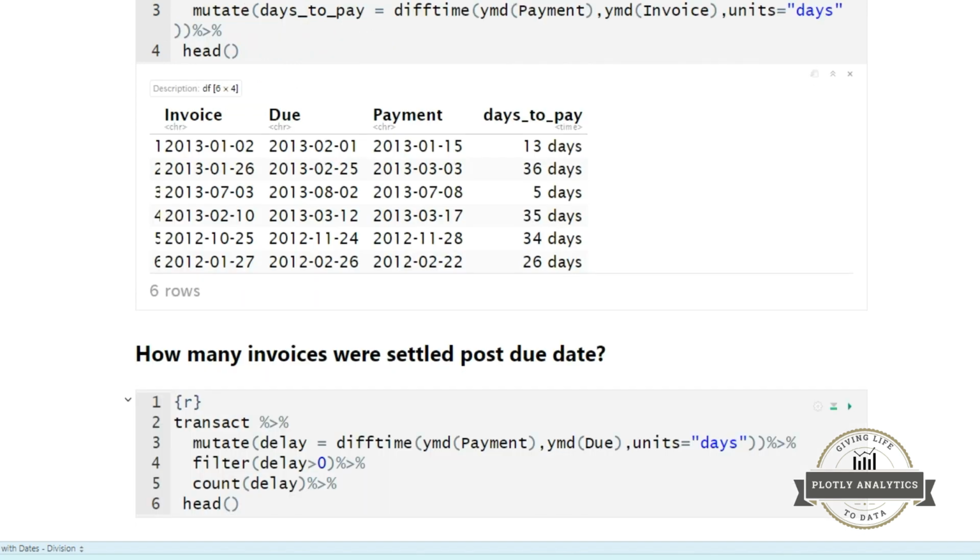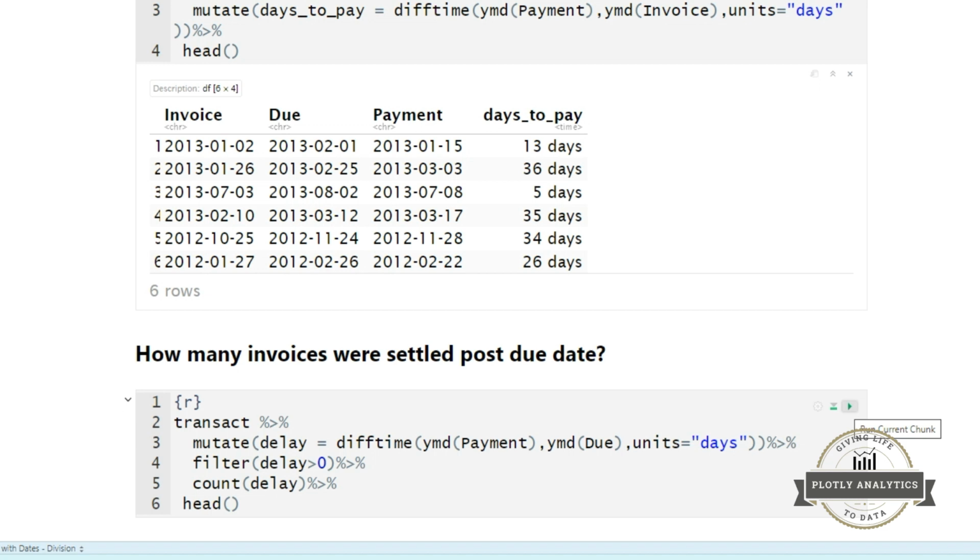Coming back to the second question, how many invoices were settled post due date? We can find this by subtracting the due date from the payment date and counting the number of rows where delay is positive. So again, we will use a diff_time function. We will use payment date, due date, unit as days.